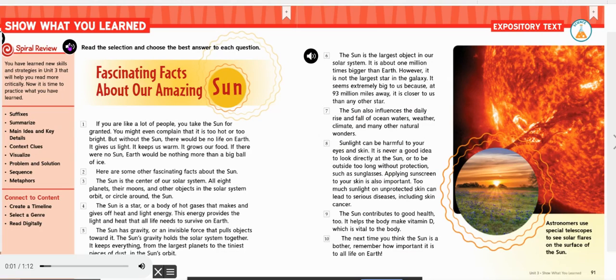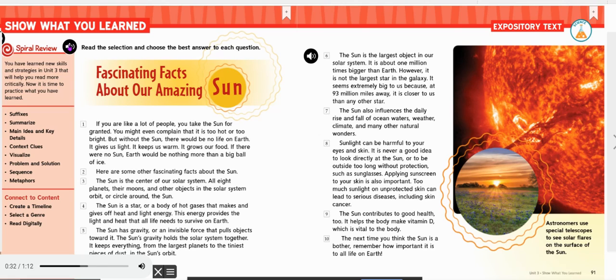Read the selection and choose the best answer to each question. Fascinating facts about our amazing sun. If you are like a lot of people, you take the sun for granted. You might even complain that it is too hot or too bright. But without the sun, there would be no life on Earth. It gives us light. It keeps us warm. It grows our food. If there were no sun, Earth would be nothing more than a big ball of ice.